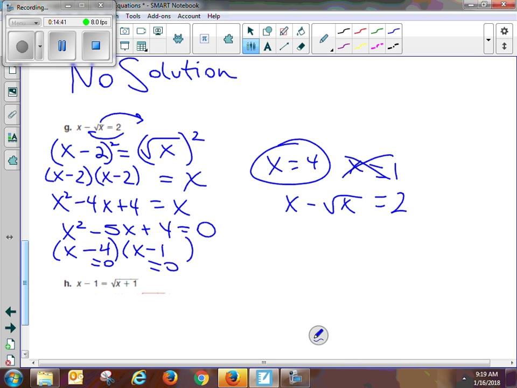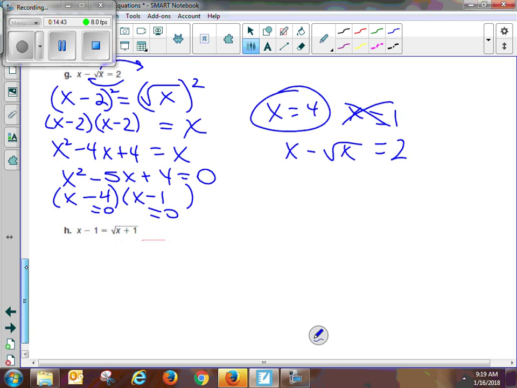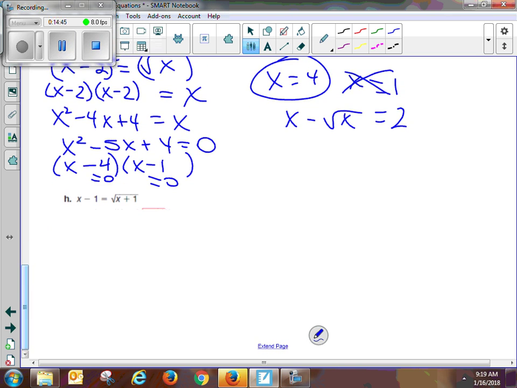Anybody? Okay, let's do H. And I think we're onto the word problems. I need a voice on this one. Who's going to talk it? Who's going to tell me what to do first? Brianna, tell me what you would do first. Okay, I'm going to square it, and I'm going to square both sides. Okay, so this side is an x plus 1, and this I'm going to write twice.